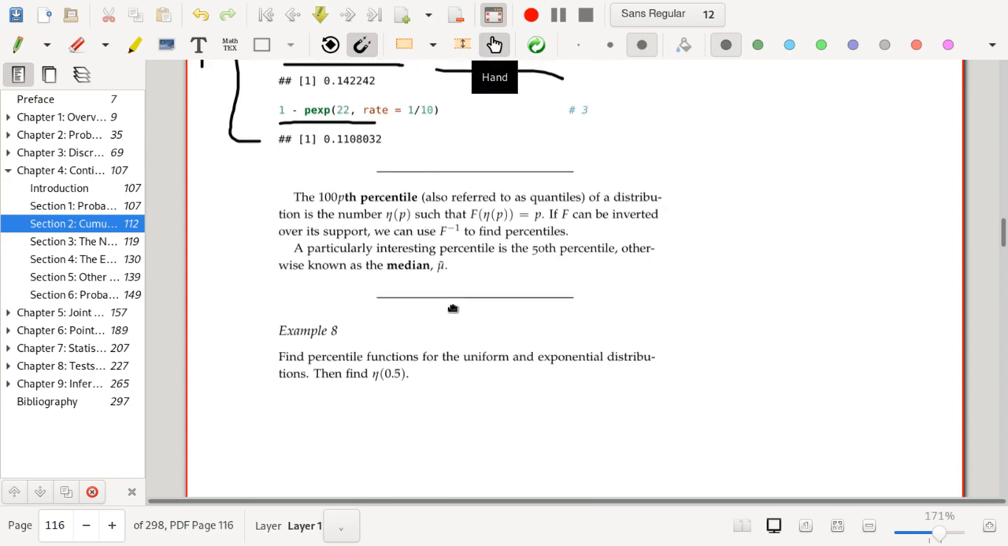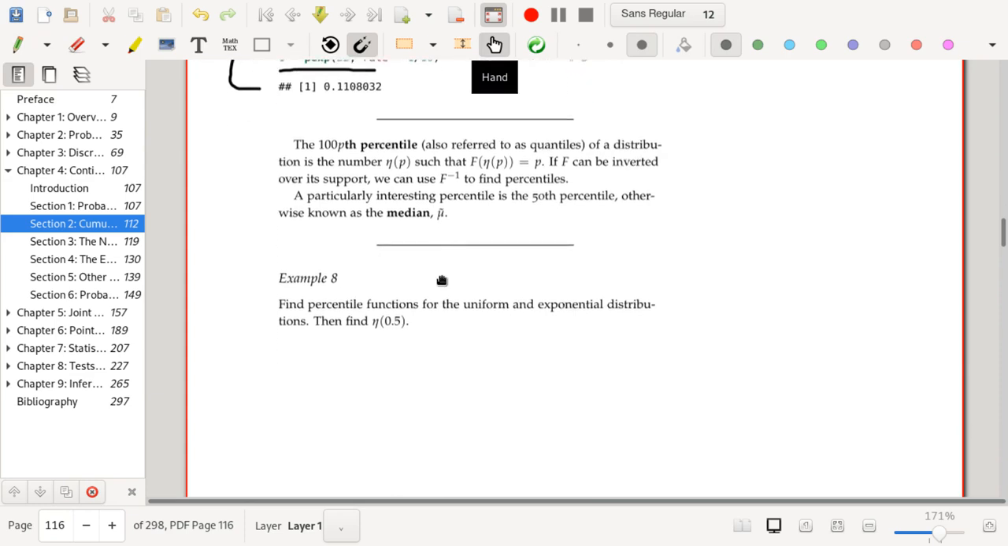Okay, next up are percentiles. We did have something resembling percentiles in the discrete case, but it's just more complicated. I didn't bother to mention it. But in the continuous case, percentiles are not so bad. Or, I really don't know myself what the difference between percentile and quantile is. I really should go look that up.